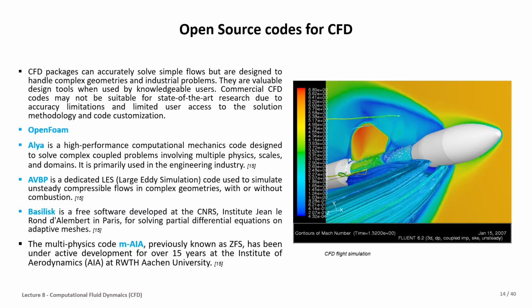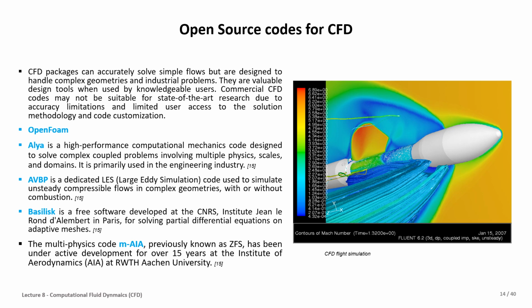There are some other open source codes for the CFD that are specialized. For example, ALIA is a high-performance computational mechanics code designed to solve complex coupled problems involving multiple physics, scales, and domains, and is usually used in the engineering industry.